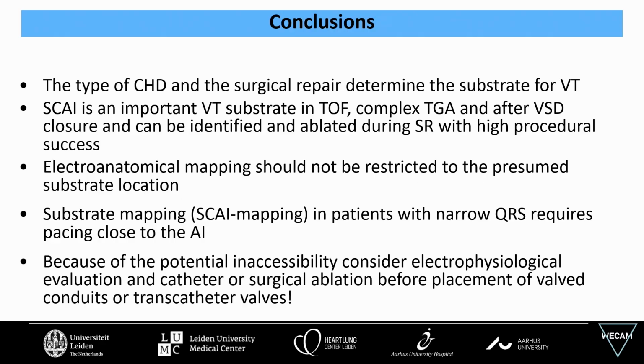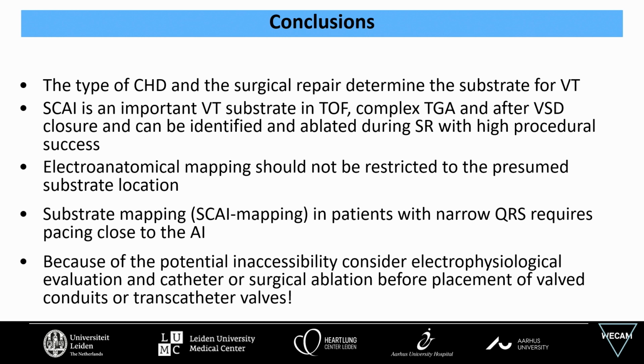So in conclusion, the type of the congenital heart disease and the surgical repair determines the substrate for VT. In particular, the modern Fallot population has one substrate, and this is this anatomical isthmus 3 between the VSD patch and the pulmonary annulus. The same substrate can occur in patients with complex TGA, because these patients also have a VSD in a similar location or after VSD closure. And fortunately, we can identify this kind of substrate by electroanatomical mapping, and we can ablate this during sinus rhythm with relatively high procedural success rate.